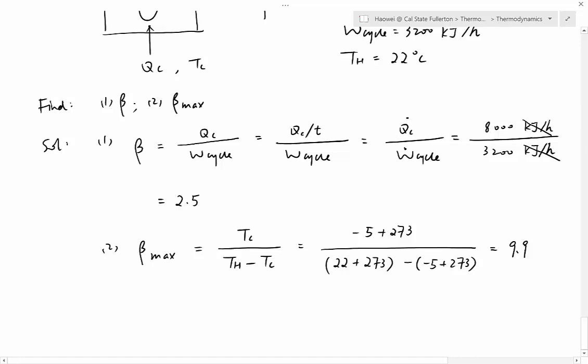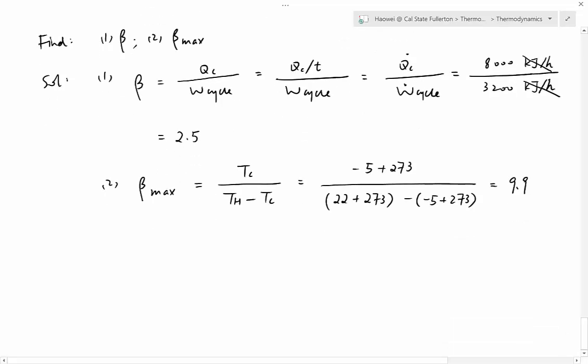So do you think this design is possible or not? Beta is 2.5 and the beta max is 9.9. So beta is actually smaller than beta max. That means your design doesn't violate the second law of thermodynamics.